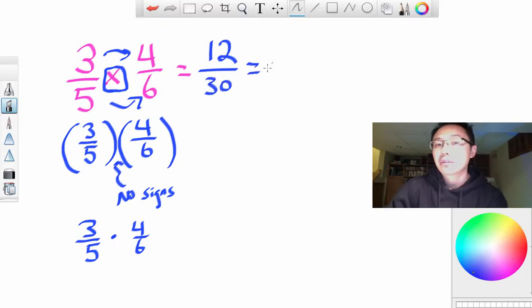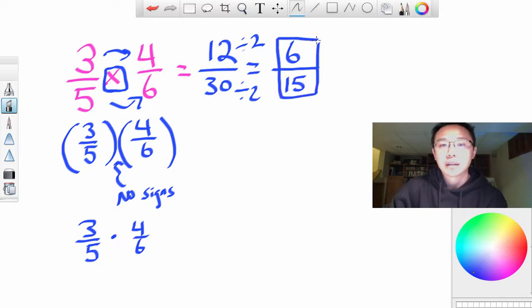And this can be further reduced. If we were to divide all of these by, let's try 2, this will give you 6/15. So that's your answer when you multiply 3/5 times 4/6. It's hard to see when you have two fractions multiplied by each other. That's why it's a good way to know that you just have to multiply the numerators together and multiply the denominators together. And that's it.